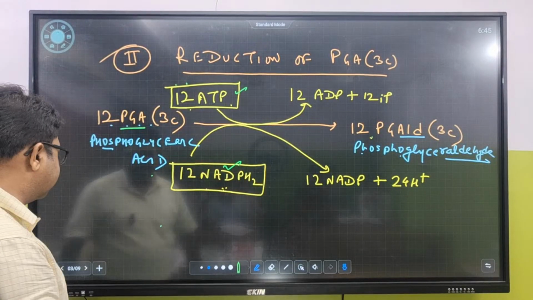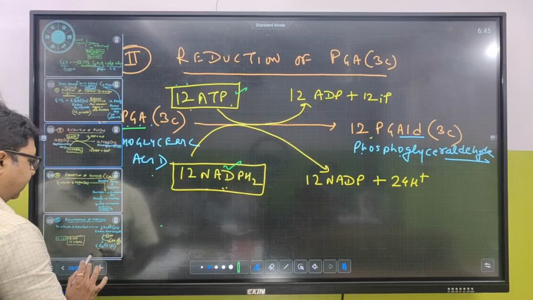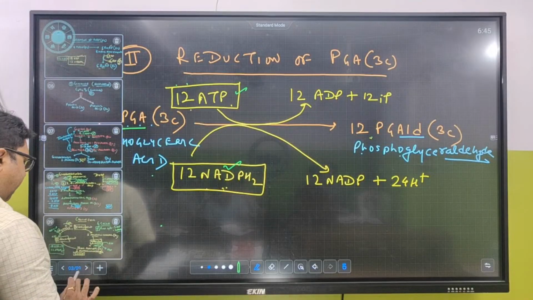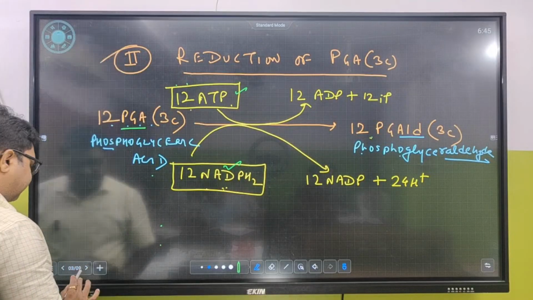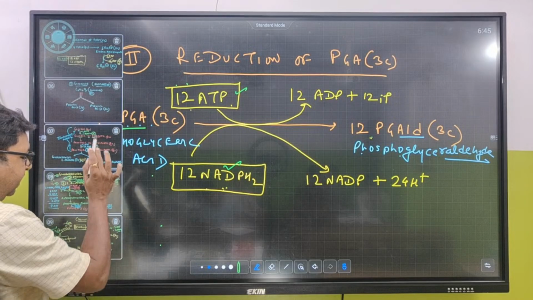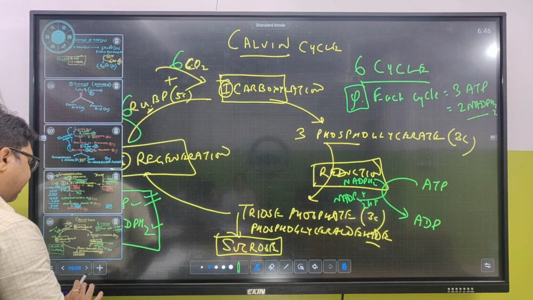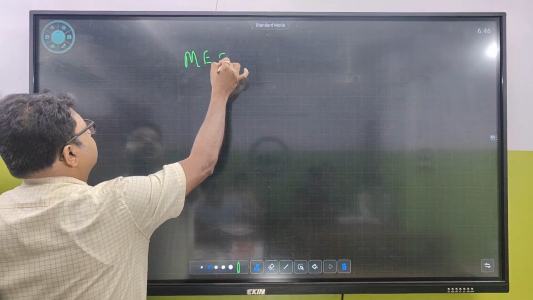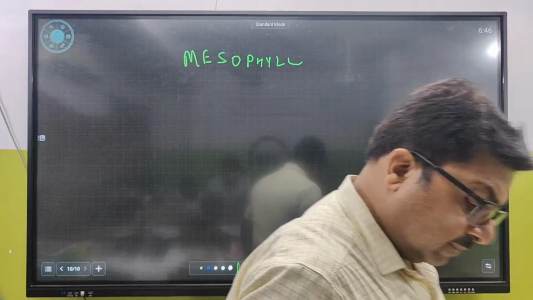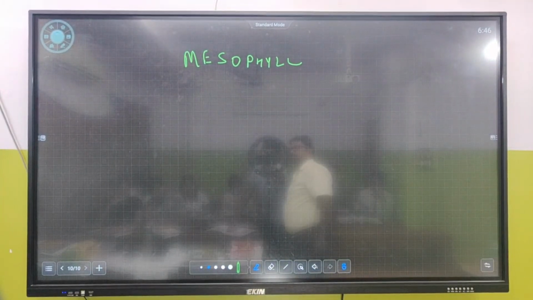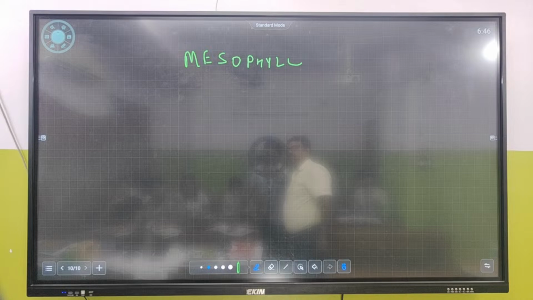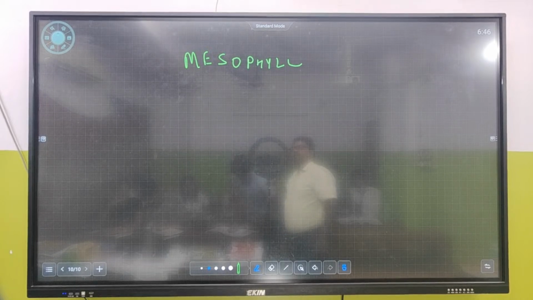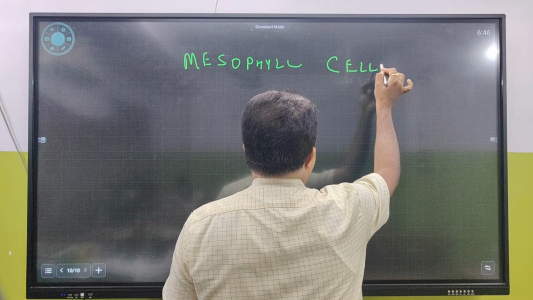This Calvin cycle takes place in which part of the leaf? In which cells of the leaf? In mesophyll cells. Where does it take place? Inside mesophyll cells. It takes place inside mesophyll cells.